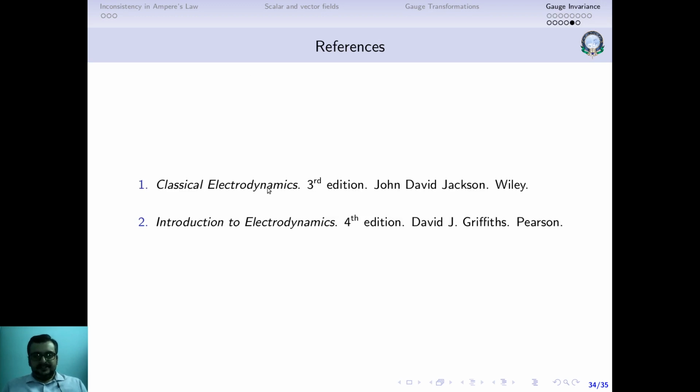So these are the references. As usual, I've used John David Jackson and Griffith's book. I've mixed up the material from both these books.